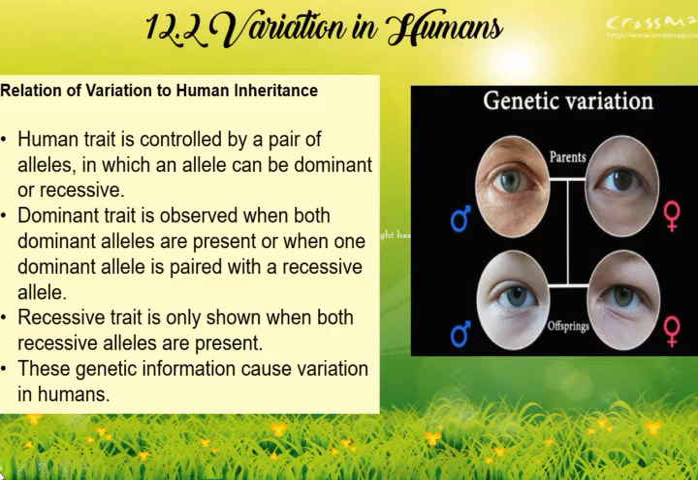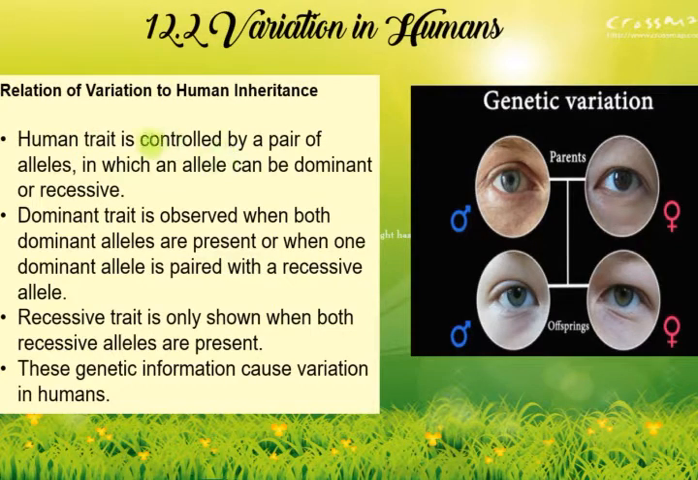Let's go to the relation of variation to human inheritance. We already learned human inheritance in Chapter 11. So what is the relation between variation and human inheritance? Human trait. Do you still remember what a trait is? A trait refers to the variation of a specific characteristic. For example, if the characteristic is height, the traits for height are tall and short.